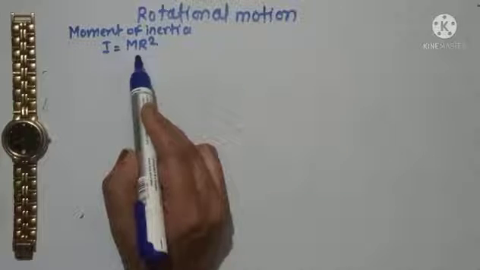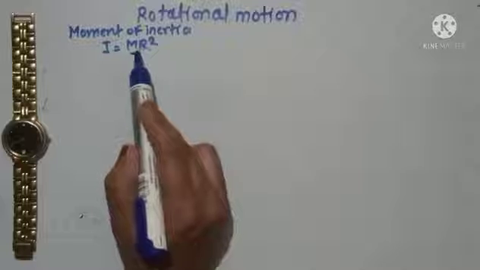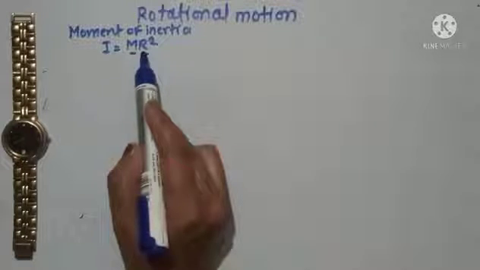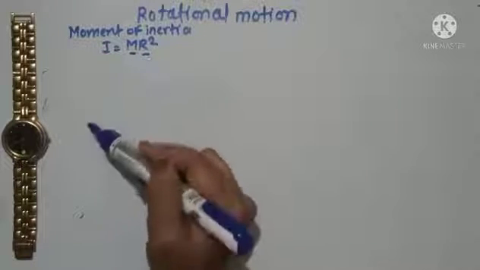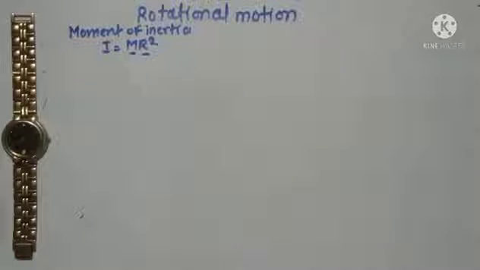We have also seen that this moment of inertia depends on the total mass of the body, the distribution of the particles about the axis of the rotation. It also depends on the shape and position of the axis of the rotation. Now in this lecture we are going to see what is the moment of inertia of a spherical shell about its diameter.